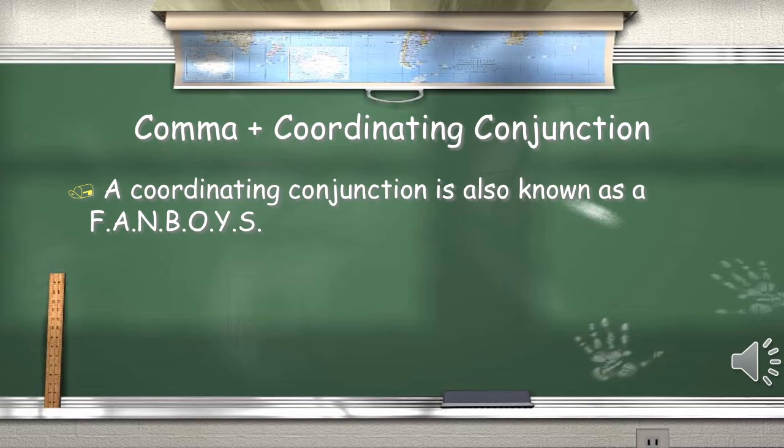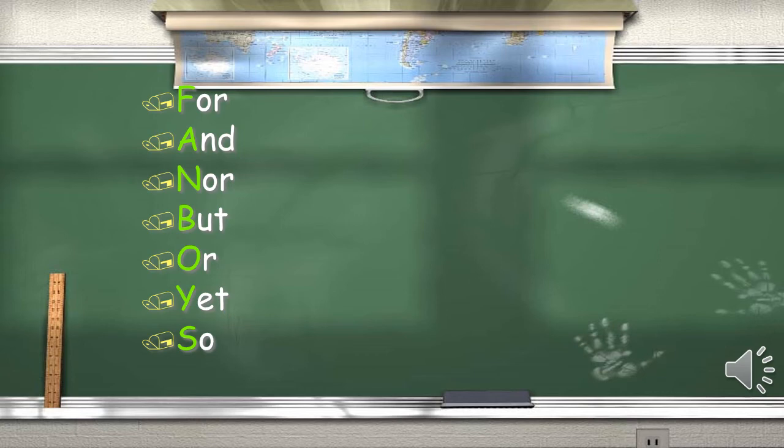So most of the students like to call coordinating conjunctions fanboys because it is easy to remember these 7 coordinating conjunctions. Each letter in the word fanboys represents a different coordinating conjunction. The letter F represents for, the letter A represents and, N for nor, B for but, O for or, Y for yet, and S for so. And they have different meanings.